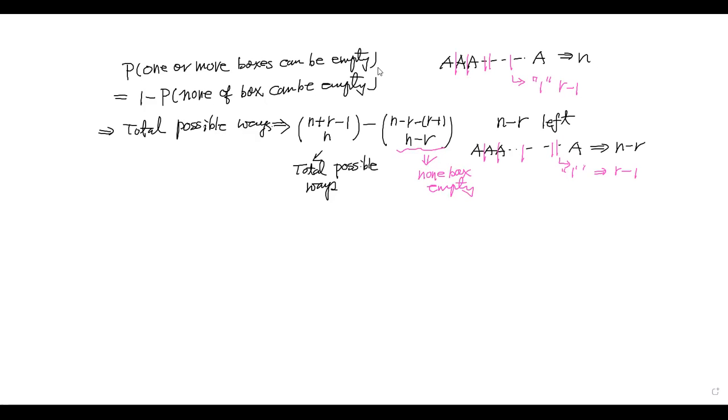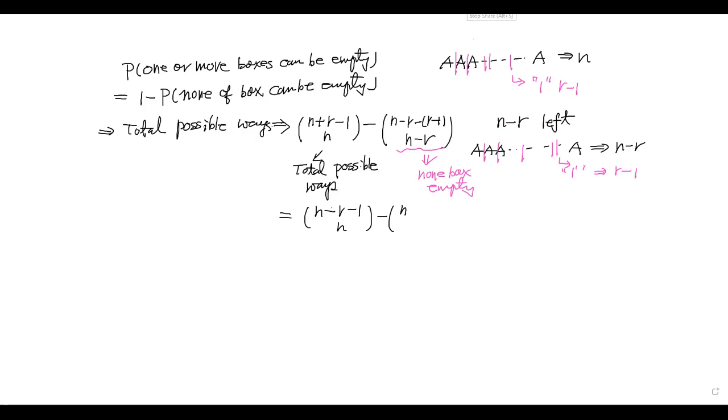If you simplify a little bit, then this will be n plus r minus 1 choose n, minus, the r and r cancel, so it's n minus r plus r minus 1 choose n minus r. Okay, so this is n minus r and r minus 1 here.